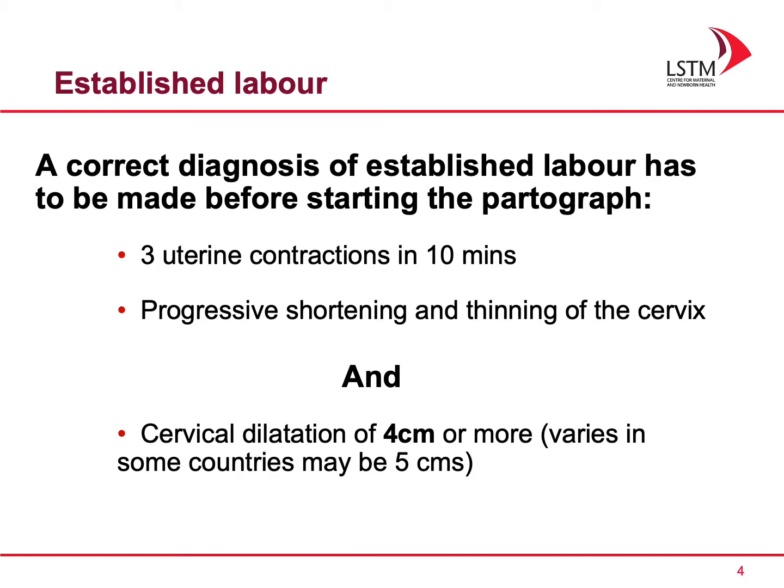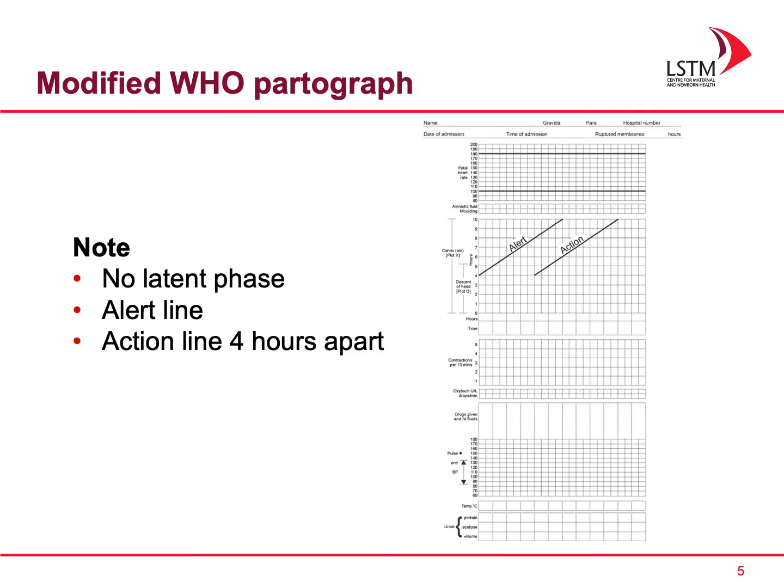Established labour must be correctly diagnosed before starting the Partograph. There should be regular painful contractions, at least 3 in every 10 minutes, with progressive shortening and thinning of the cervix and a cervical dilatation of 4 centimetres or more. This may vary in some countries and 5 centimetres may be used. A modified WHO Partograph is used where there is no latent phase. So as I said, it's only commenced when established labour has been diagnosed.